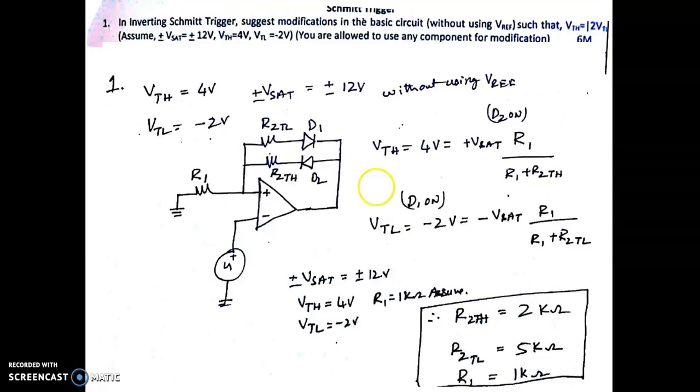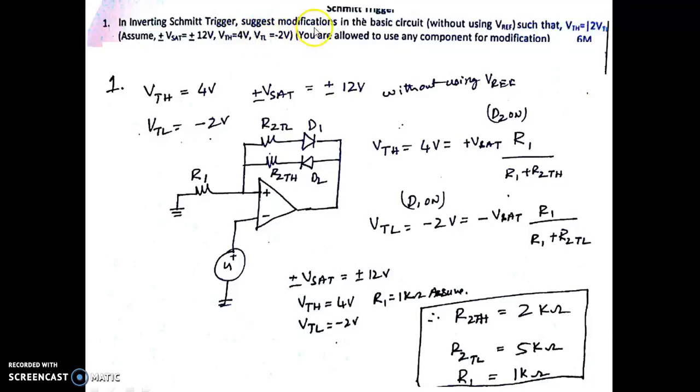The next question is an interesting question. For an inverting Schmitt trigger, suggest a modification in the basic circuit without using V reference, such that VTH is equal to twice the magnitude of VTL. Assume plus or minus Vsat as 12 volt, VTH is equal to 4 volt and VTL is equal to minus 2 volt.